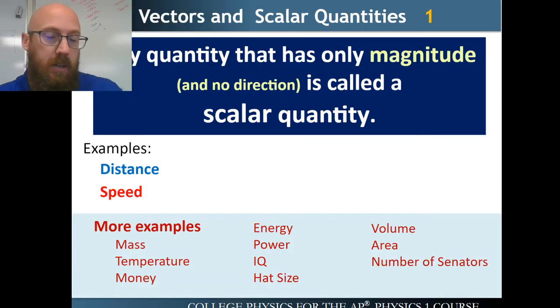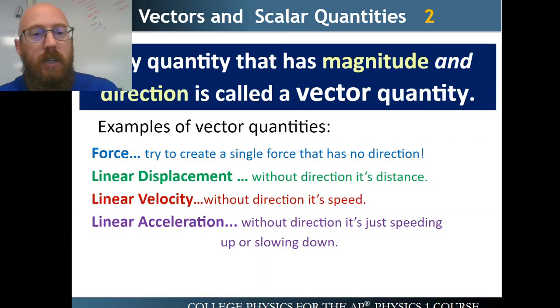So examples, scalar quantities. Basically, scalar quantities are just numbers. Everything down below, numbers. Hat size. Yeah, a number. Interesting. Anyway, moving on.